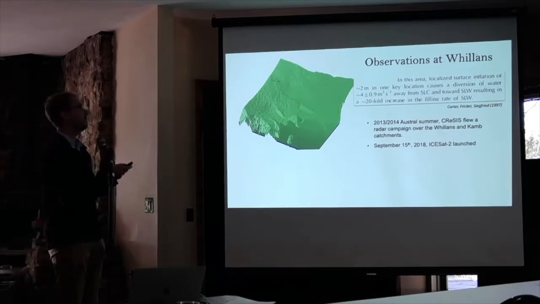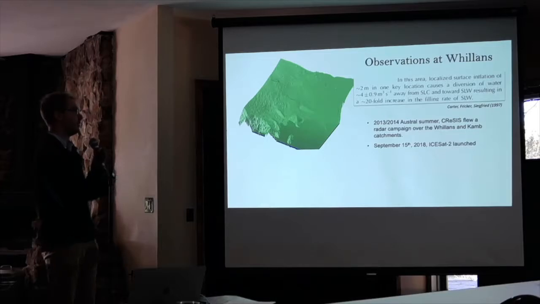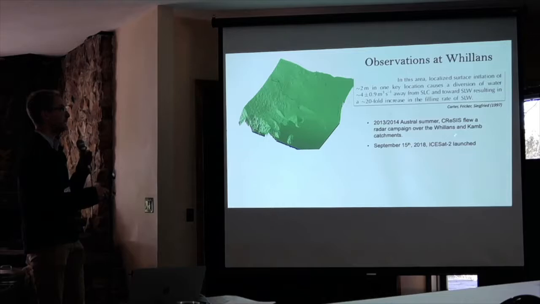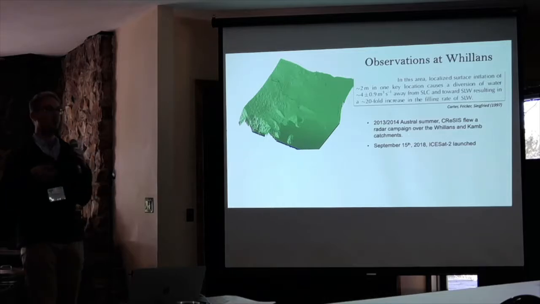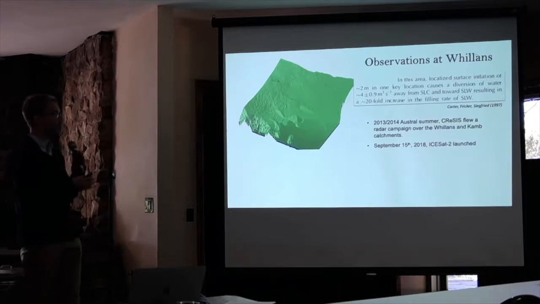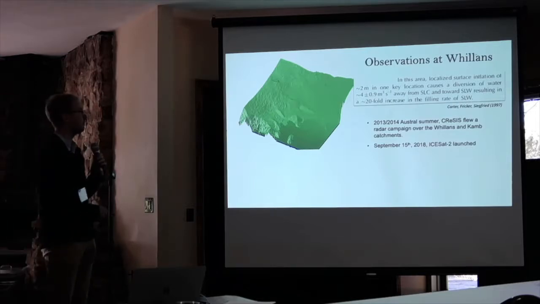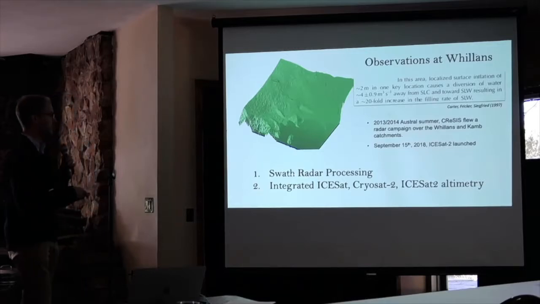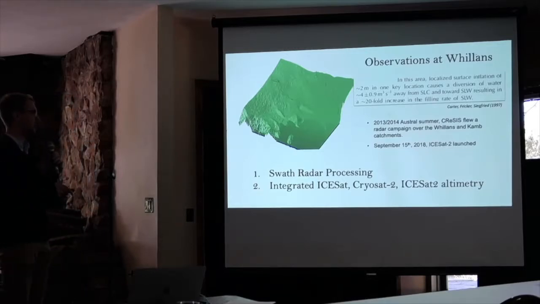And so the question is, can we use our now really high-resolution surface information, dh/dt information, combined with cutting-edge radar techniques to re-image the region around Whillans and perhaps better predict what the hydrologic system will do in the future? So I'm going to talk through a little bit of each of these two methods. Swath radar processing, which if you've heard me talk in the past, you've probably seen. And then the integrated altimetry over Whillans that might help us get at this problem.